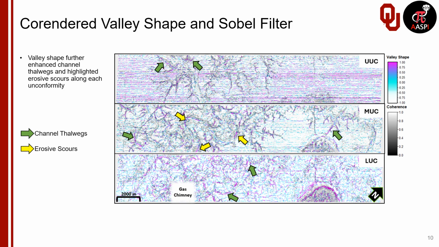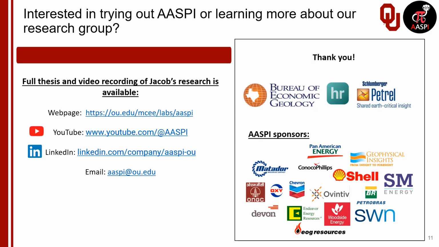And then one last attribute I wanted to show today is our valley shape attribute. In AASPI, we have geometric attributes that can show us these geometric patterns from valley shapes to ridges to bowls. In this case, looking at valleys and channel features, we chose to use the valley shape, co-rendering it with the Sobel filter. And it did a great job of really highlighting the channels and even some of the erosive scours in this area. So that was just my quick overview.